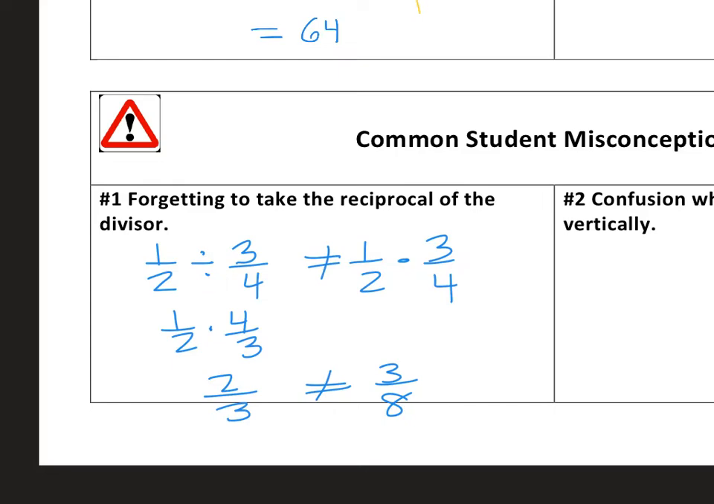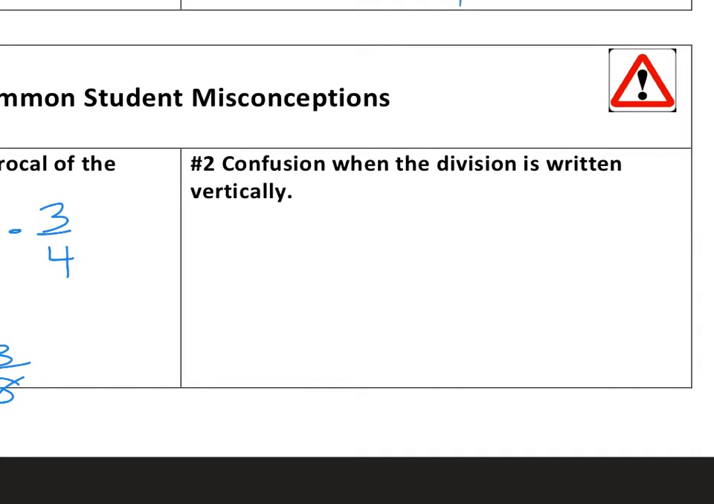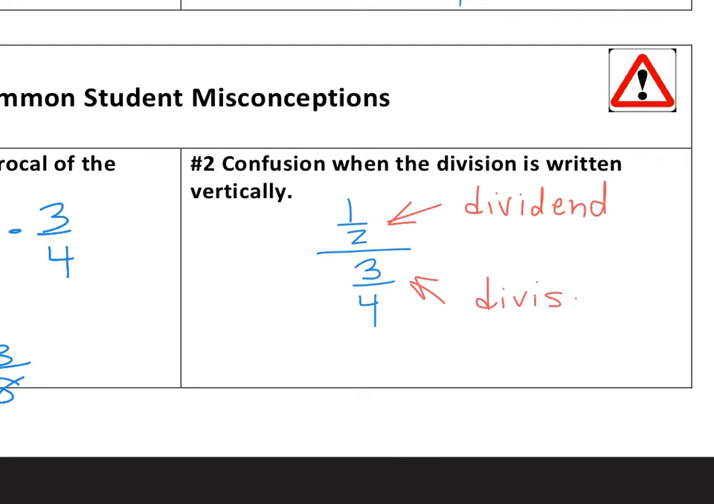The second common error, or point of confusion, I would say, is when the fractions are listed vertically. For example, 1/2 over 3/4. So again, that numerator here is the dividend, and the denominator is the divisor. So to rewrite that, I have 1/2 divided by 3/4 if I wanted to rewrite that horizontally.